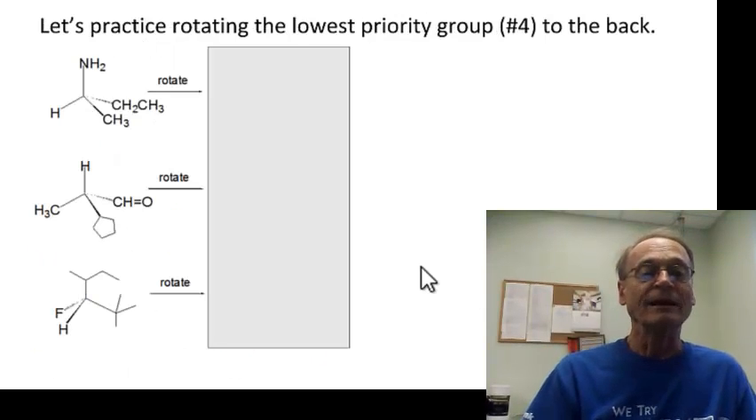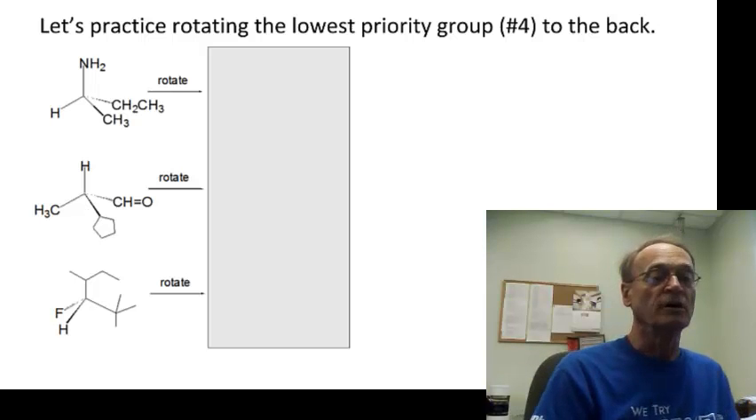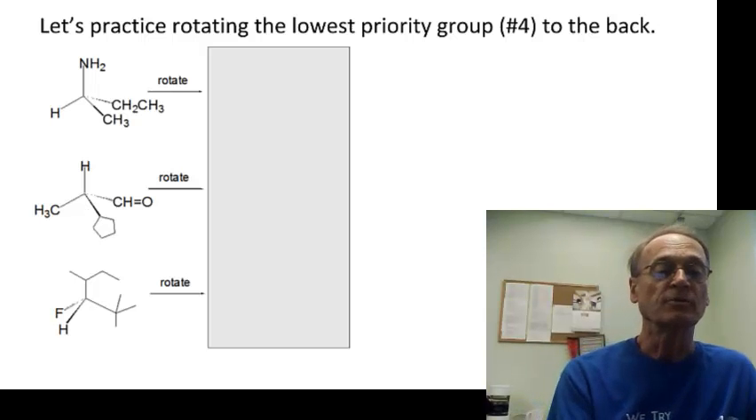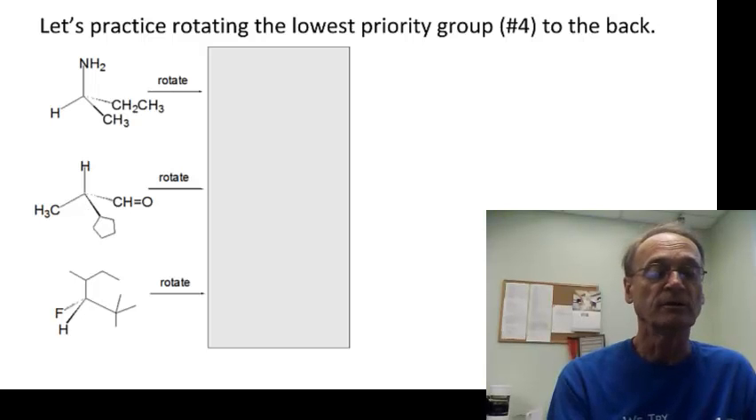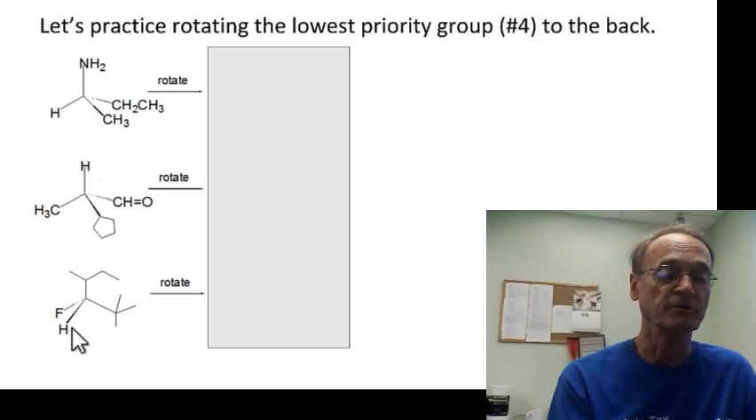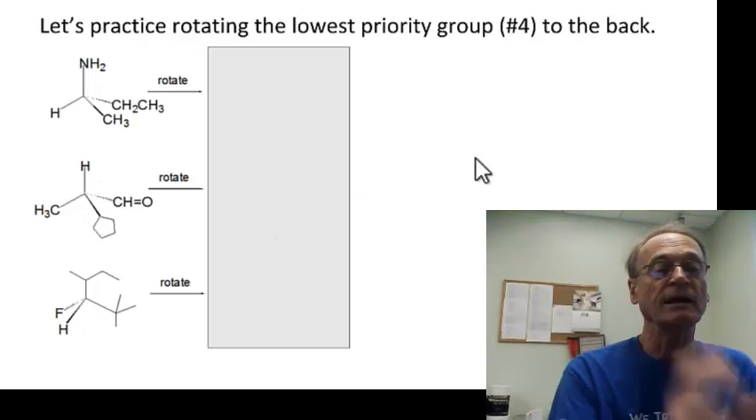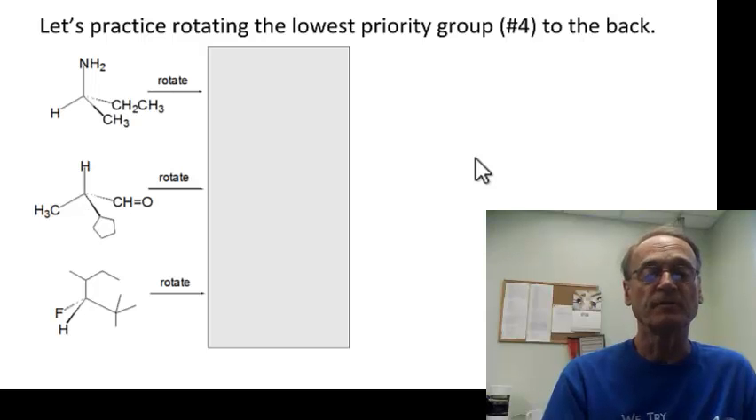So take a minute and just draw a structure for each of these 3 in which you've moved the hydrogen, or whatever the lowest priority group is. In this case, all 3 of these cases are hydrogen, so hydrogen, hydrogen, hydrogen. Rotate it in such a way that the hydrogen moves to the back. So stop the video and draw 3 structures.